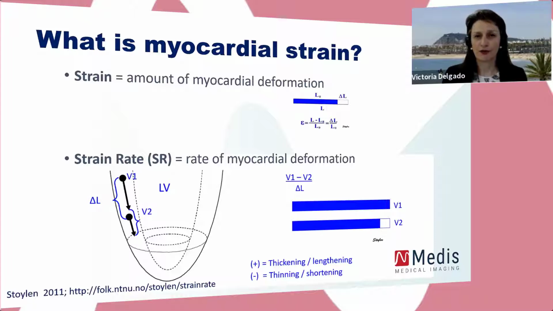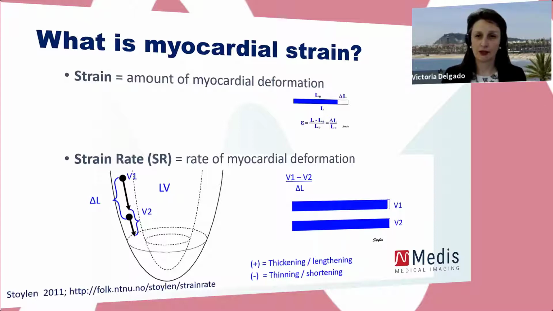We can also have a strain rate. And strain rate is the velocity or the speed that myocardial deformation occurs. So if we have two patients, as you can see here, patient V1 and patient V2, both of them reach the same amount of thickening. But patient V1 acquires the thickening magnitude much faster.